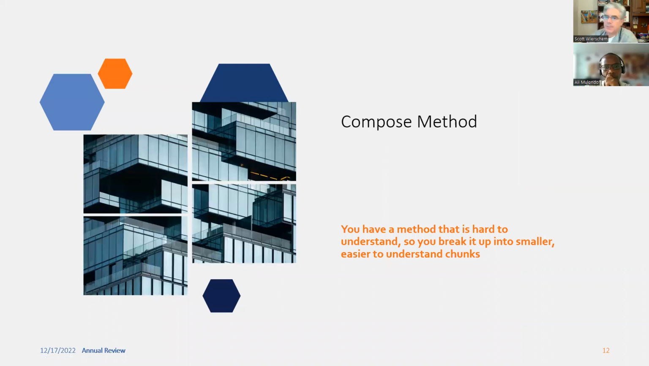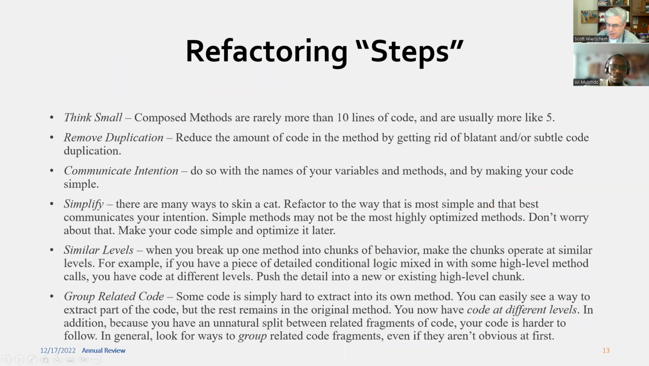All right, and finally, there's a compose method. This is the one that we've probably seen the most in our refactoring exercises. This is the one that you're going to use the most, when you have a method that's hard to understand, or it's big or complex, doing too much, so you break it up into smaller chunks. And there isn't really a set of steps that you follow to do that. But there are different methods that you can follow to simplify.